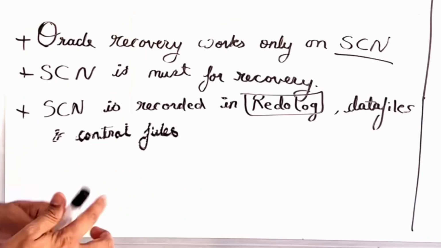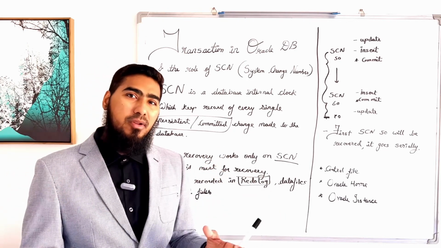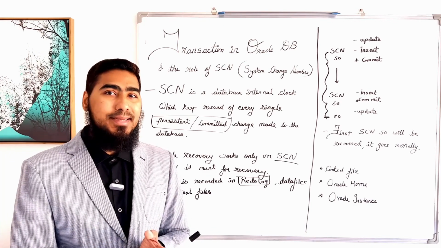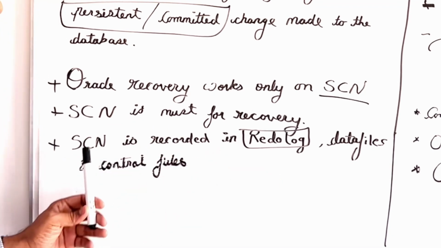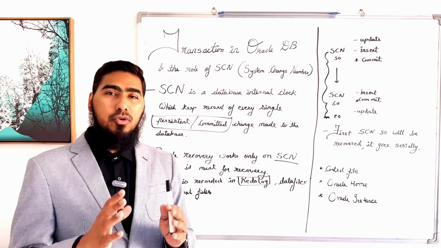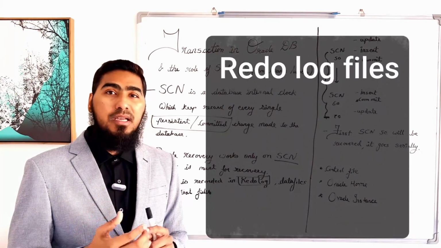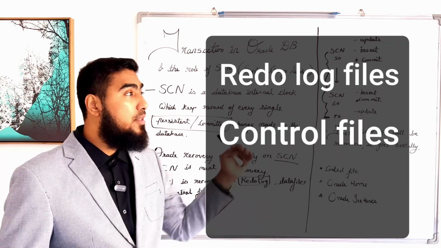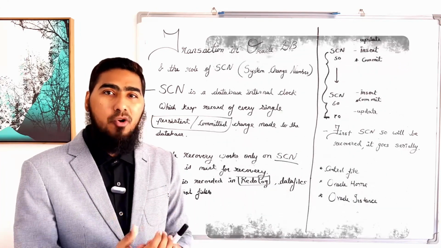Oracle recovery works only on SCN. So the entire recovery, backups, all those technologies, the backbone you can say is the SCN number. SCN is a must for recovery. SCN is recorded in the redo log, data file and control file. The SCN information is stored in the redo log files, which we previously saw, then we have the control file, which we will see in our next session, and we have data files. In all those three files, the SCN number is recorded.